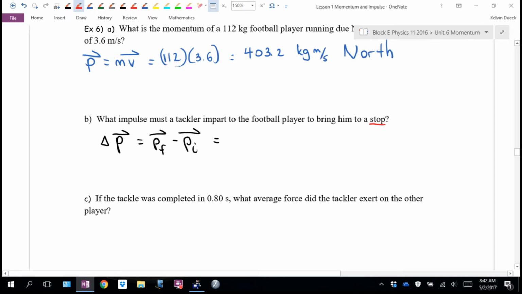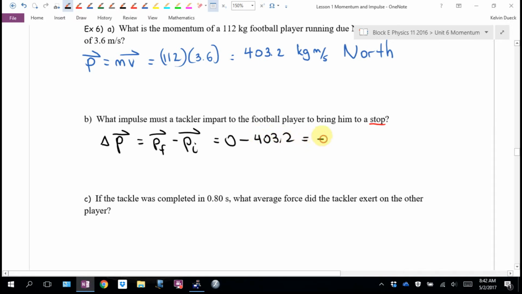What word did I underline? Stop. If you're stopped, what's your momentum? 0. So what's our final momentum here in any tackle? 0. Okay? I think that's reasonable to assume, yes? Unless they missed the guy and the guy keeps running, but that's not a tackle. So 0 minus, what was our initial momentum? 400. Yep.